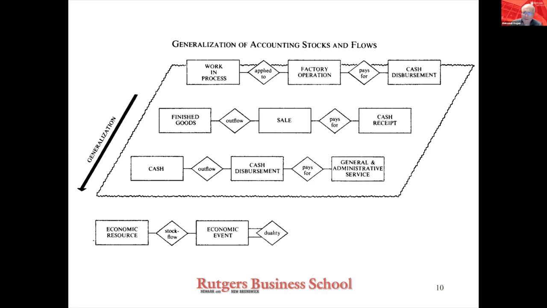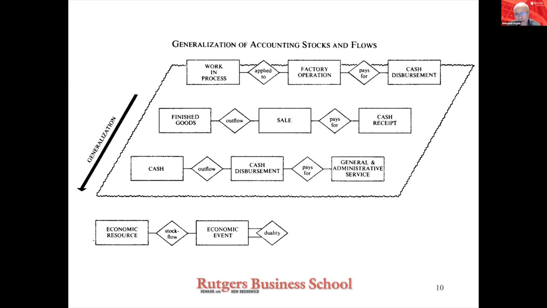By the way, what this diagram omits in this case is the other stock flow relationship, because that cash receipt is the inflow into a different economic resource, which is called cash on hand. Okay, which is not shown here. So this is an incomplete model, right? We don't show everything. But this was just to emphasize that you have these two parts. So you have an economic event. On the one hand, it will have a stock flow relationship with the resource. And on the other hand, it will have a duality relationship with a different economic event.